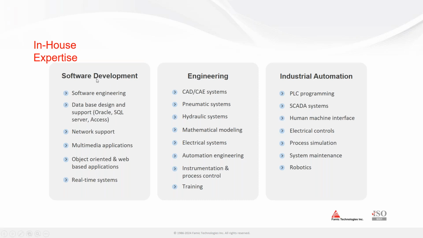In the field of software development, we have software engineering, database design, network support, multimedia application, and real-time systems. In the field of engineering, we have CAD, CAE systems, pneumatic systems, hydraulics, mathematical modeling, electrical and automation engineering, instrumentation and process control, and training. In industrial automation, we have PLC programming, SCADA systems, human machine interface, electrical control, process simulation, system maintenance, and robotics.